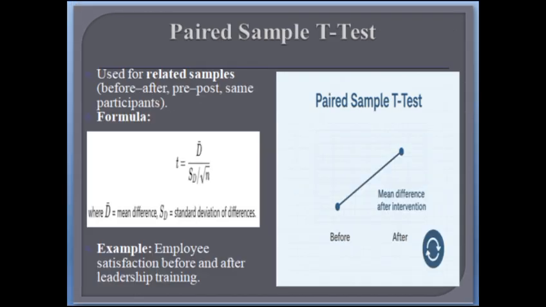Paired sample t-test. The paired t-test helps you to analyze change within the same group. It's perfect for pre and post test. For example, measuring productivity before and after implementing a new HR policy. The formula of the paired sample t-test is t equals d-bar upon SD upon root n, where d-bar is equal to the mean of differences and SD is equal to the standard deviation of differences.